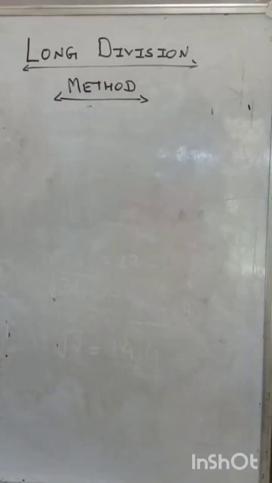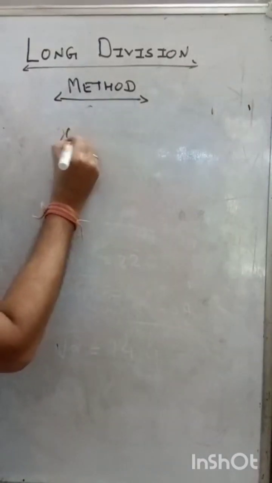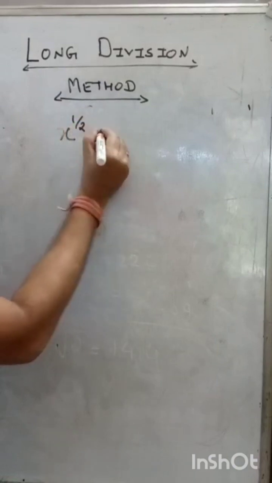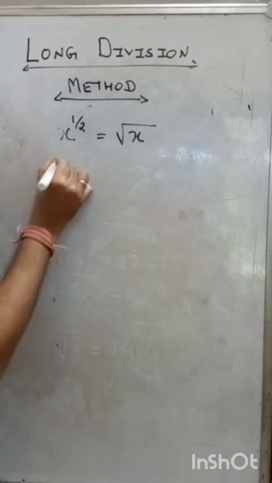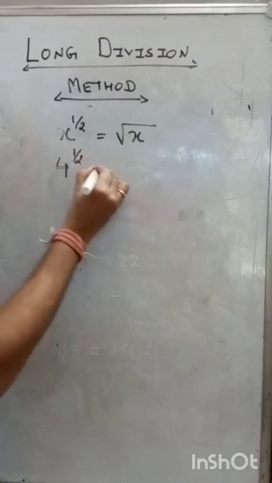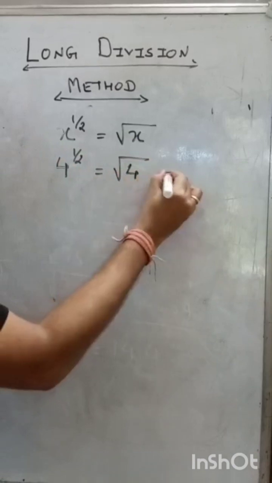I am going to show the long division method. Now, first of all, I am going to tell you one rule of the exponent. You know that x raised to the power 1 by 2 is called root x. Suppose I write 4 raised to the power 1 by 2, I have to write root of 4. Root of 4 means 2.